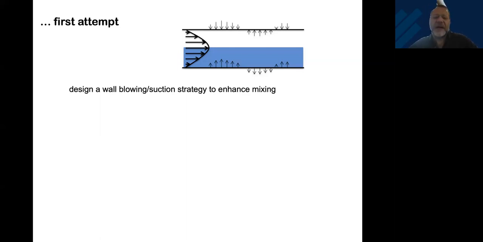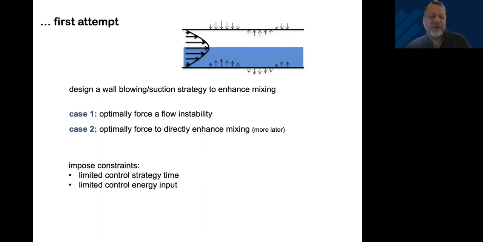And then we allow blowing and suction at the wall. Independent, the top wall can blow differently than the bottom wall. And anything is allowed. We have a finite time horizon and we have a finite energy. And the job is to mix up this blue and white fluid into a well homogenized, well mixed fluid.